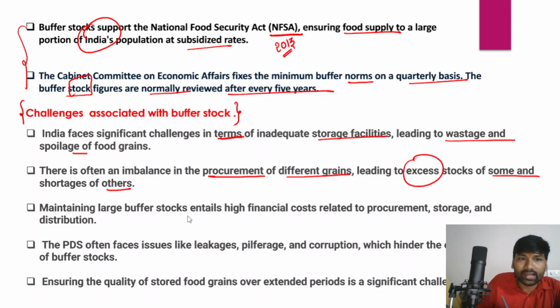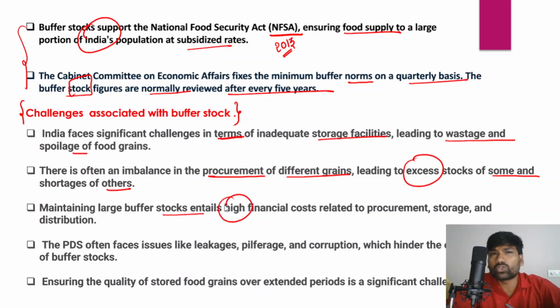So maintaining large buffer stocks would entail higher financial costs. So government also cannot procure food grains, and government also cannot manage those food grains for a significant period of time. So that would also lead to losses to the Food Corporation of India, losses to the government as well, because it's not easy to transport these procured food grains and store those food grains and then distribute them. So it actually involves a huge financial cost on the part of the government.